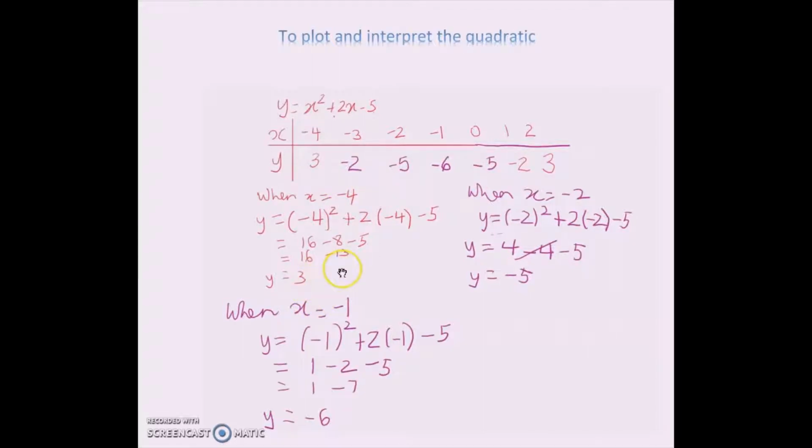Similarly, we do this for the other values. When x is negative 3, y is equal to minus 2. When x is equal to minus 2, you substitute, then you get that y is equal to negative 5, and you keep on repeating the process like this. These represent the values of x. These y values correspond to the x values here.